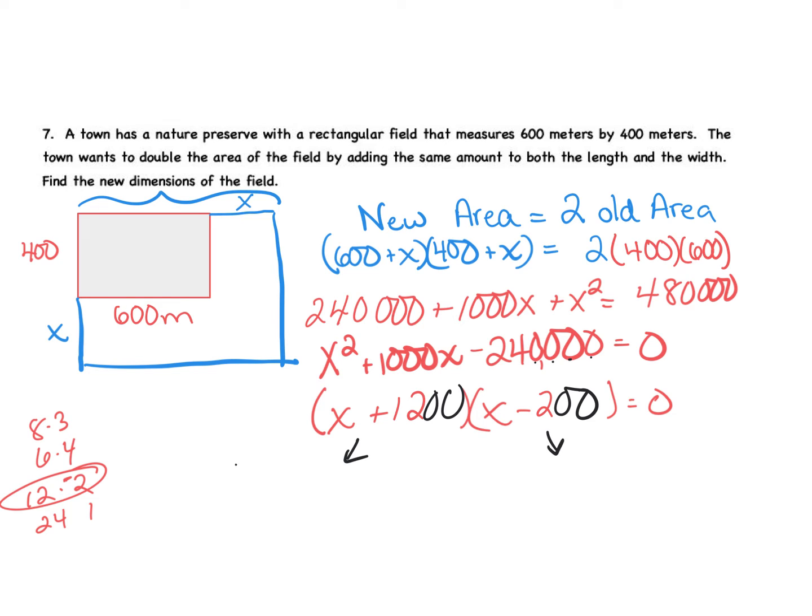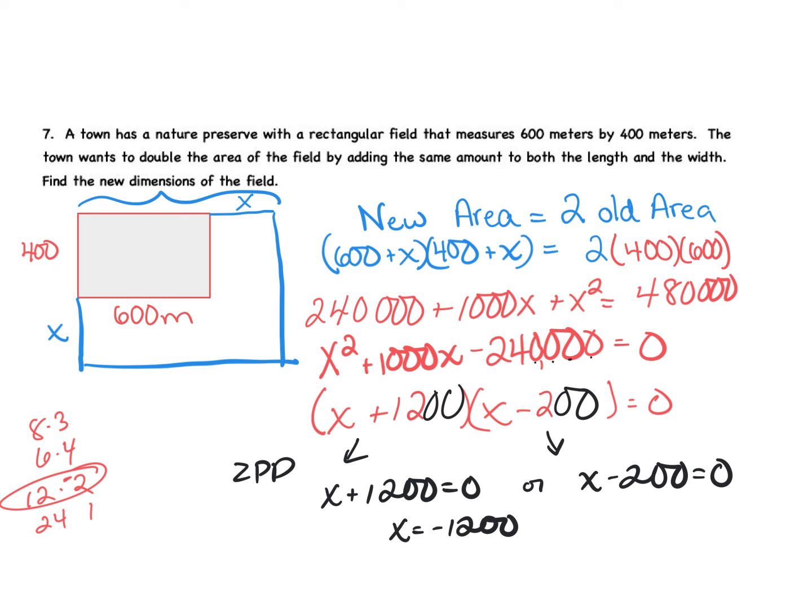So now I'm going to apply the ZPP, the zero product property, which states x plus 1,200 equals 0, or x minus 200 equals 0. And I'm going to solve these, which gives me x equals negative 1,200, or x equals positive 200. And since we were talking about dimensions, what did x represent? The amount you're adding on to the length and the width.